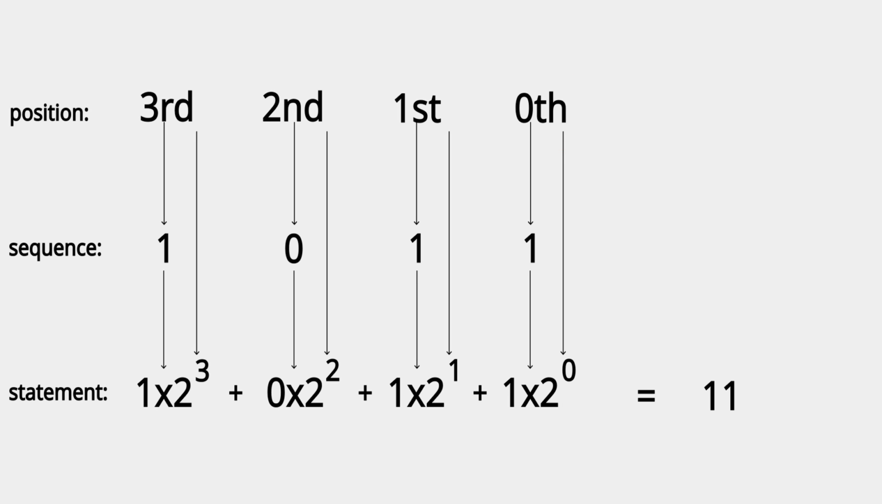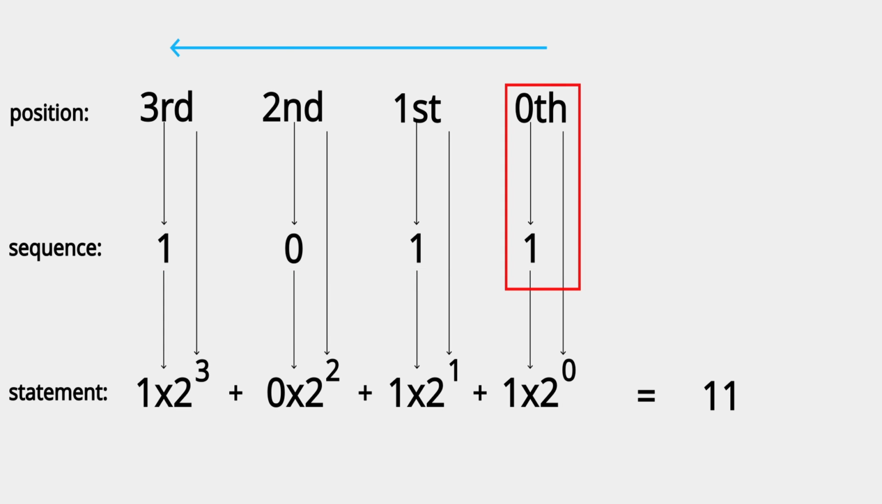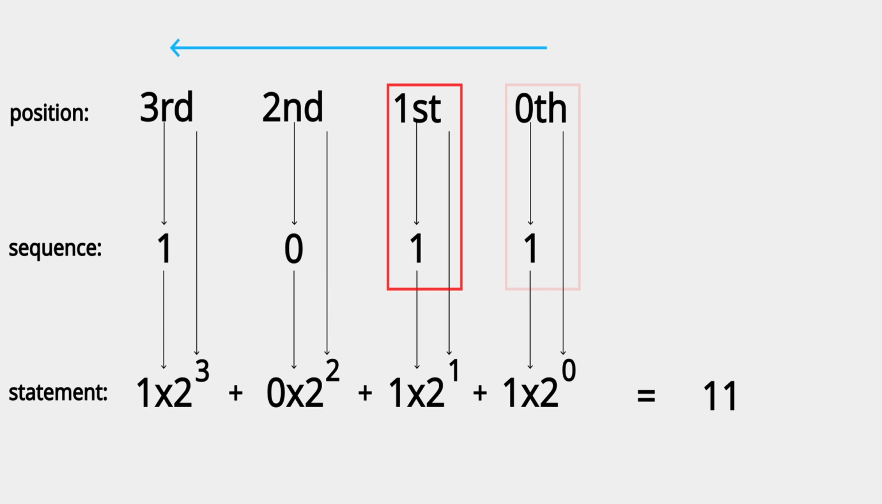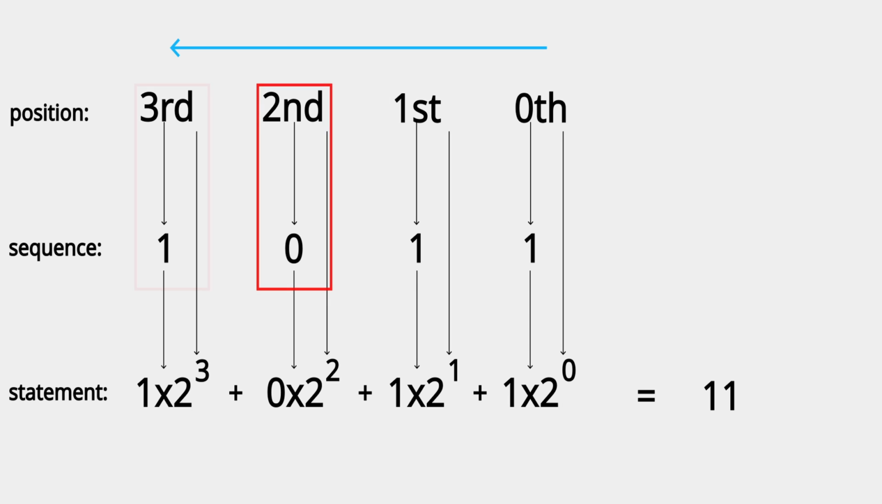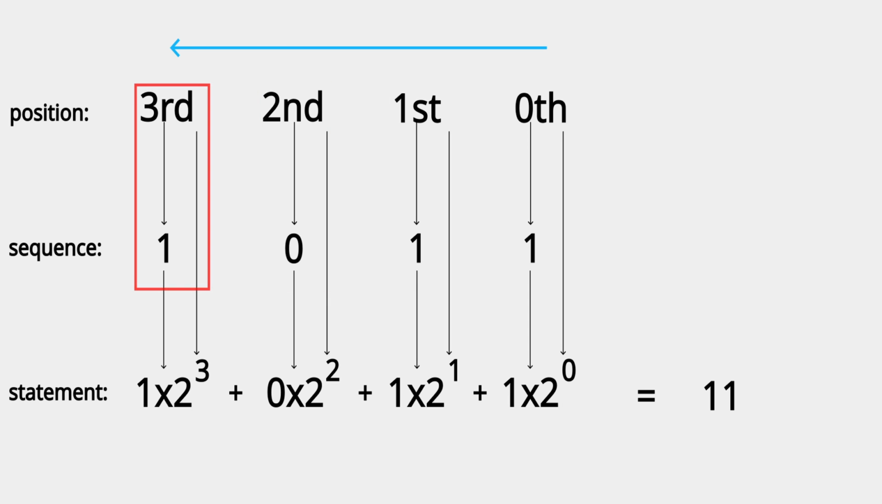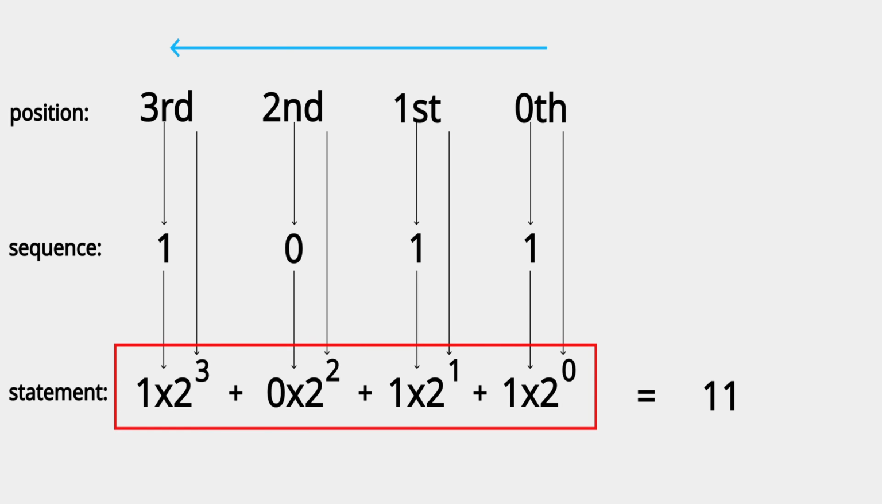Another important note is that when interpreting a sequence, we start the calculation by reading the sequence from right to left. In the sequence 1011, we can see that there is a 1 in the 0th position, a 1 in the first position, 0 in the second position, and 1 in the third position. By using these index positions, the sequence can be converted into the following mathematical statement.